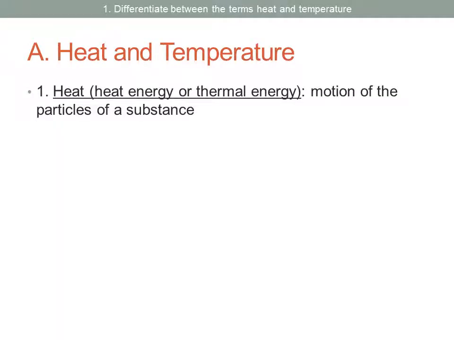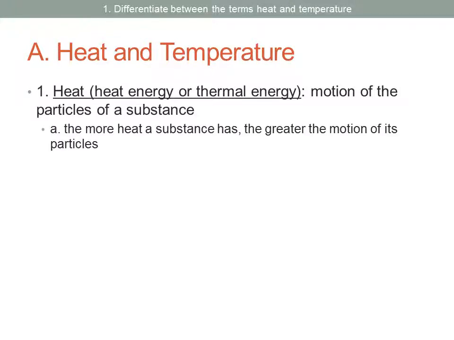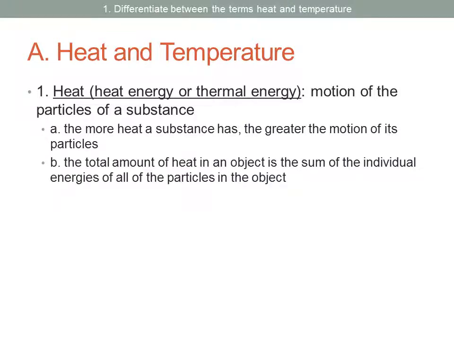Heat, otherwise known as heat energy or thermal energy, is related to the motion of particles of a substance. Anytime you see any of these terms, heat energy or thermal energy, they all refer to the same thing. We will use them interchangeably. So the more heat a substance has, the greater the motion of its particles, meaning the particles will travel faster and they'll also cover more distance in their travel.